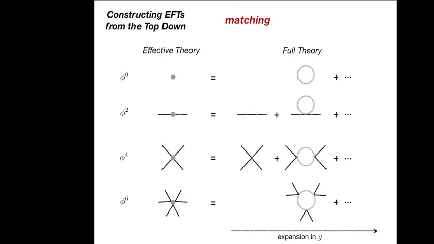Okay? So this is how we can construct, just at a diagrammatic level, the entire effective theory just by matching to all possible processes in the full theory that only have light states as external states and possible heavy states as virtual particles in loops. Okay?